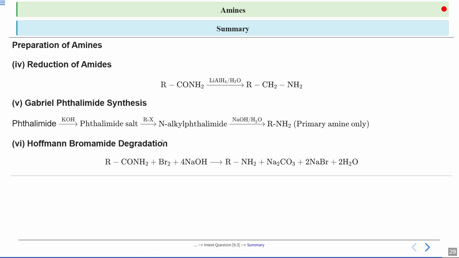Next, we have Hofmann bromamide degradation. In this reaction, amide reacts with bromine and sodium hydroxide to produce a primary amine, sodium carbonate, sodium bromide, and water. The carbonyl is lost as carbonate and the amine is directly attached to this R group. So if you have to shorten the carbon chain, then we use this Hofmann bromamide degradation.